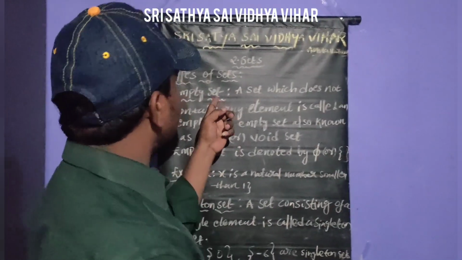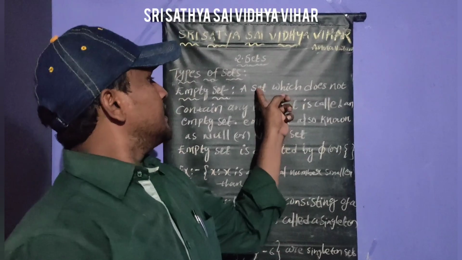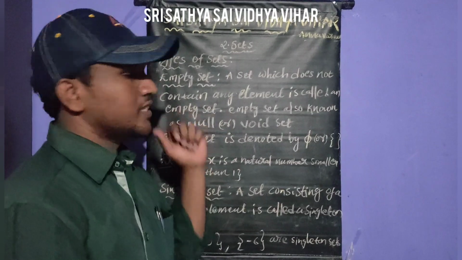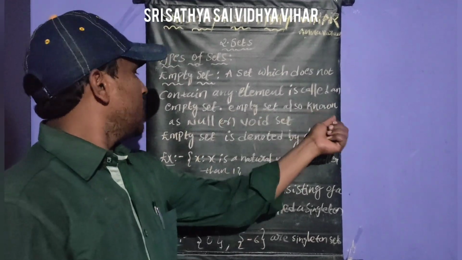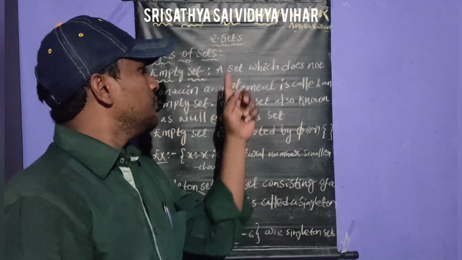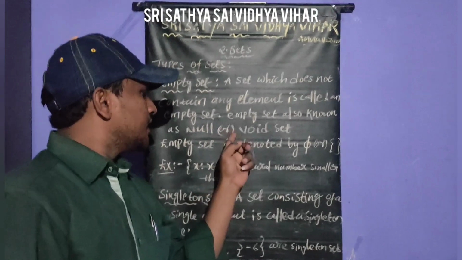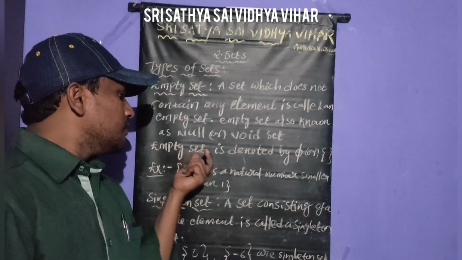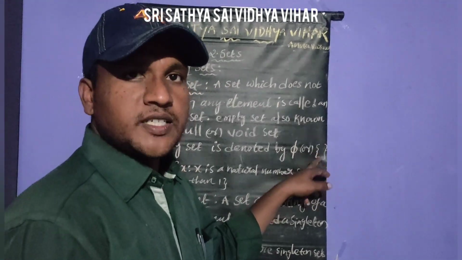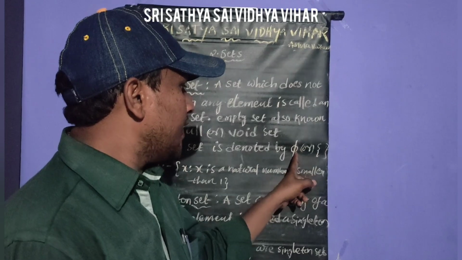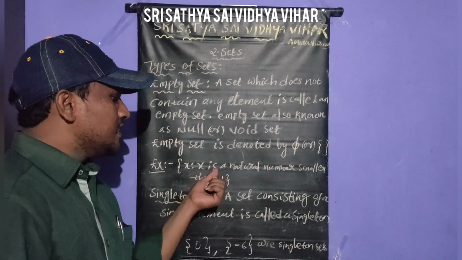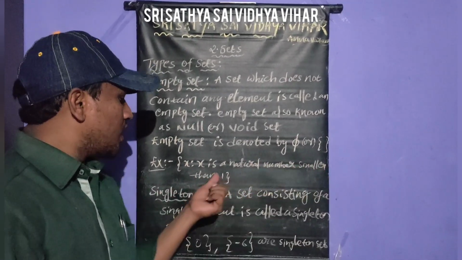Next one, types of sets. First one, empty set. What is the empty set? A set which does not contain any element is called an empty set. Empty set is also known as null set or void set. The empty set is denoted by φ or by empty braces { }. For example, {x : x is a natural number smaller than 1}.